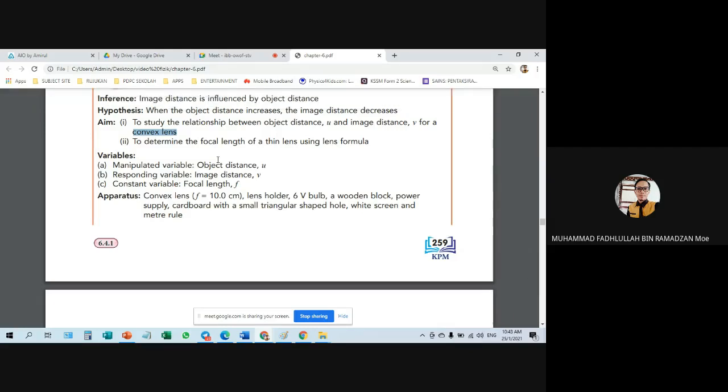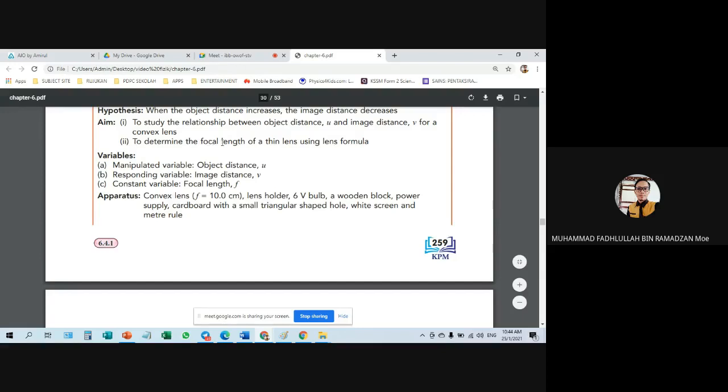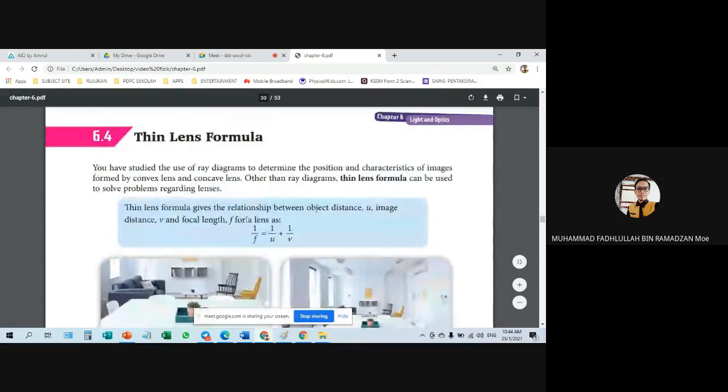If you check textbook page 261, okay, so we have converging plane for convex lens, yang positif, and negative for concave lens. Itu nanti kita akan buat pengiraan lah, tapi yang ni kita belum nak kira apa-apa lagi lah. Okay, and then the second aim to determine the focal length of a thin lens using the lens formula. So that tadi lens formula awal-awal ni lah kita nak tengok.